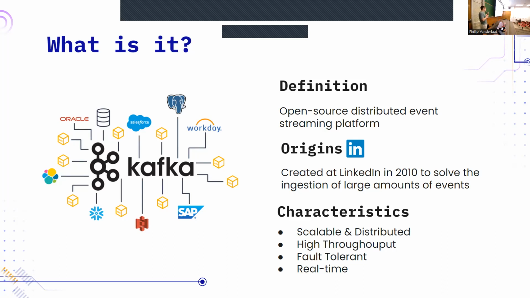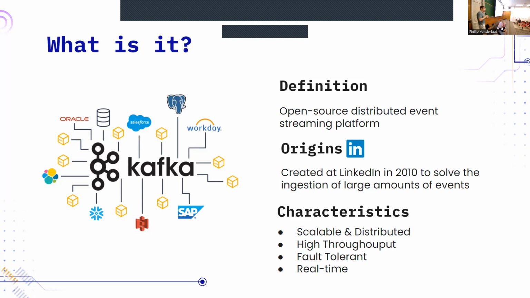Open source is pretty much self-explanatory. It's available on the internet. It's not proprietary to any company. You can use it yourself. Distributed means it's running on several computers, not only one. So it's not centralized. And then it's event streaming. The idea here is you're going to be sending and receiving events. We'll look at what events are, and how we have these records in Kafka.